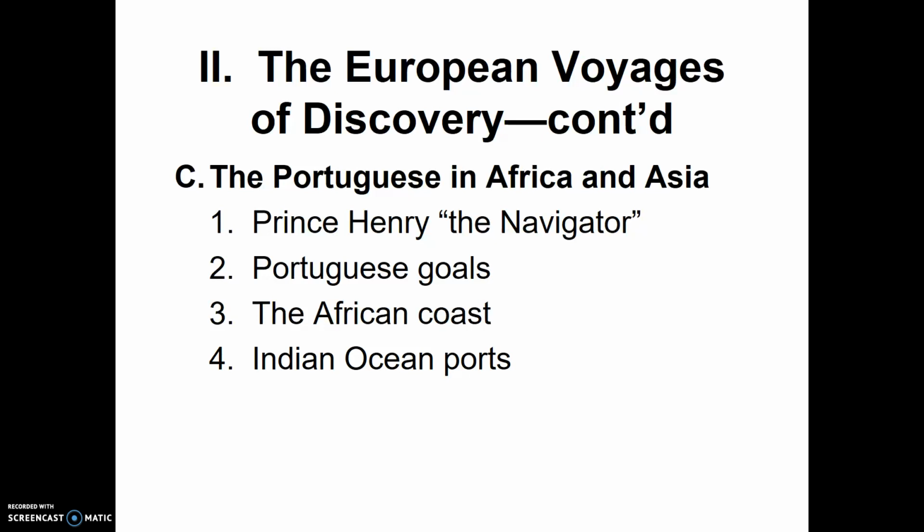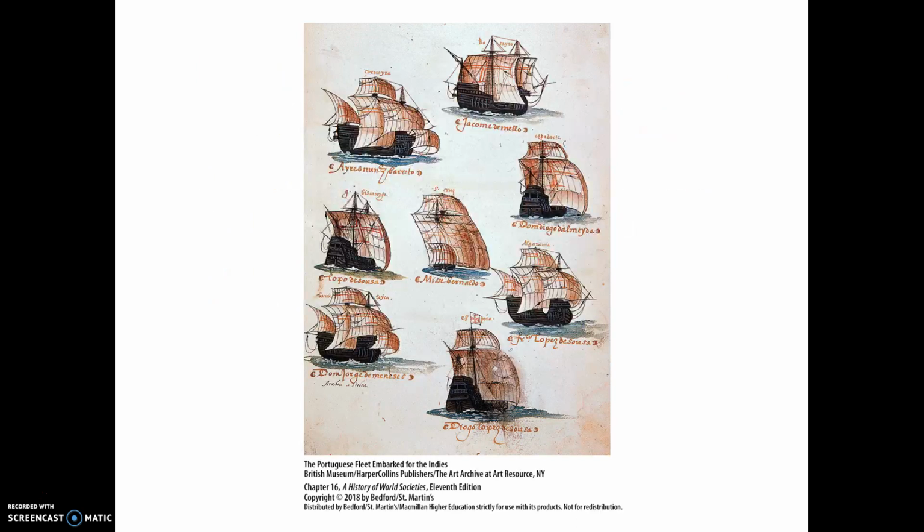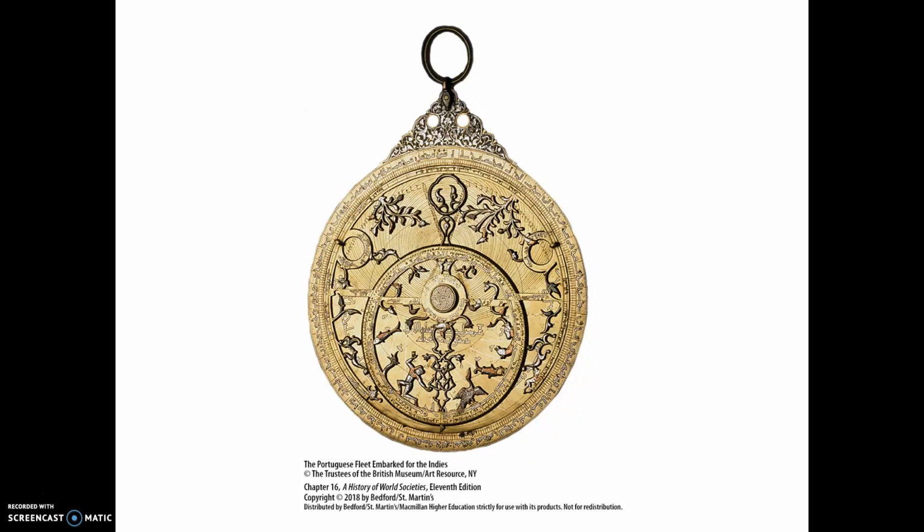So make sure that you understand how important Prince Henry the Navigator is to getting Portugal eventually to Asia and to India. So Da Gama's voyage that finally rounds the Cape of Good Hope in Africa and gets to India, very lucrative. So ships like this are what's going to allow the Europeans to do these things. Tools like the astrolabe here that you see.